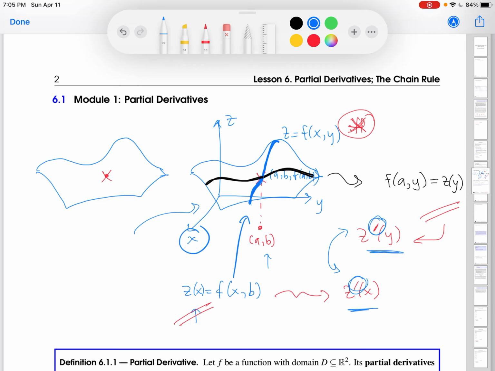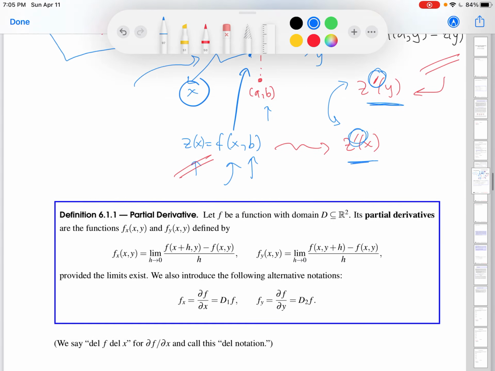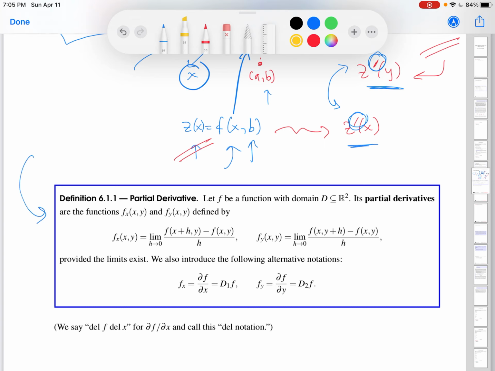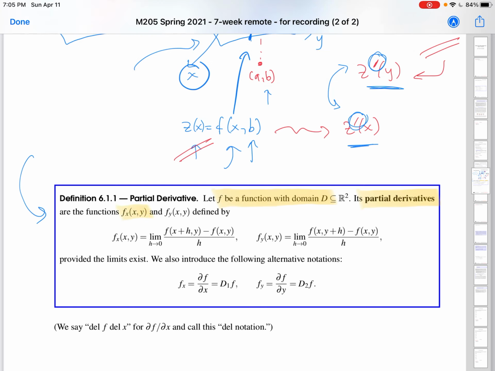What we're trying to do is take a two-variable function, and by momentarily fixing one of the variables, meaning I'm going to make it equal to a constant, I am turning the two-variable function into a single variable function. Then I can apply everything I know from single variable calculus and calculate a derivative. So this leads to this definition, and this is effectively the route to partial derivatives. Suppose I have a function with domain D. Its partial derivatives are the functions f sub x and f sub y defined by these two.